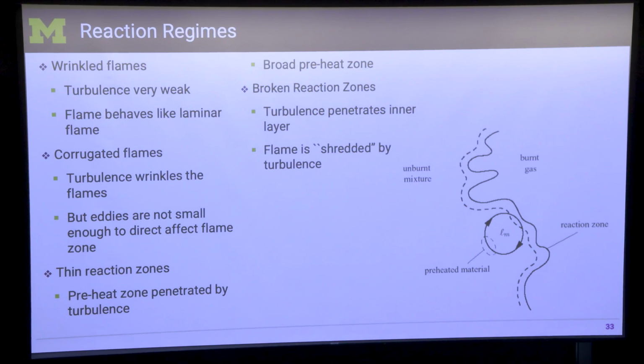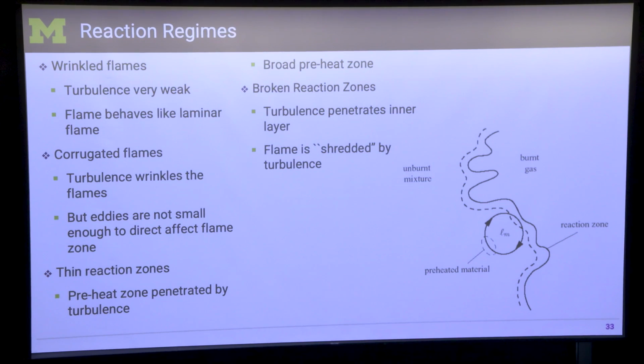If the Reynolds number increases even more, I get to the thin reaction zone. In the thin reaction zones, in the preheat zone where you see the temperature going up, the eddies are big enough to come into that zone and mix that material. So instead of having a thermal diffusion that's controlled by Fick's law, now you have eddies that are changing that structure. So you have a much more complicated structure in the preheating zone than what you have just for a laminar flame.